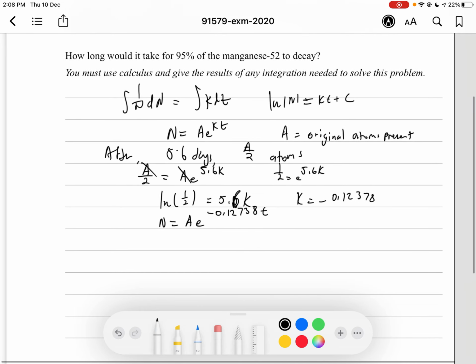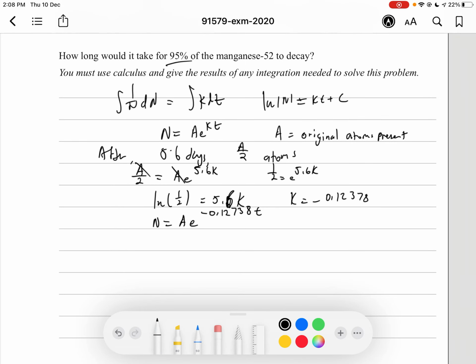0.12378 times t. So for 95% of the manganese to decay, that means there's only 5% of manganese left. So 5% can be represented as 1 over 20. In this case, we can say a over 20, so 5% of the original amount is left, equals the original amount times e to the power of negative 0.12378 times t.